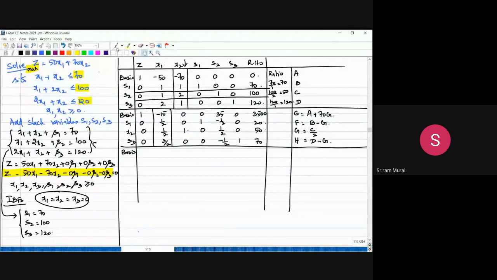This is incoming. Now you have to compute the ratio. The ratio will be 20 by 1 by 2, which is 40. 20 by 1 by 2 will be 40. 50 by 1 by 2 will be 100. 70 by 3 by 2 will be 140 by 3. 140 by 3 will be 4.6. Is that clear?